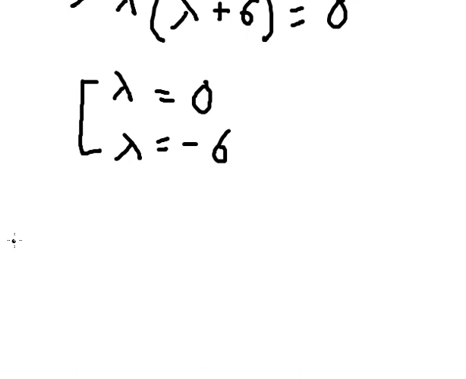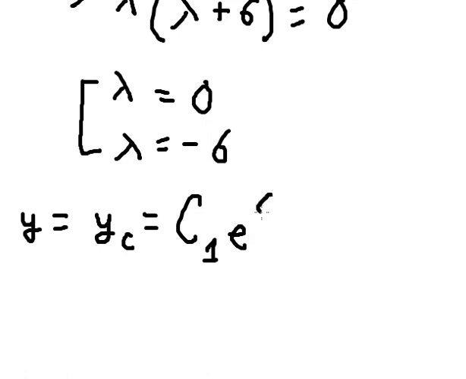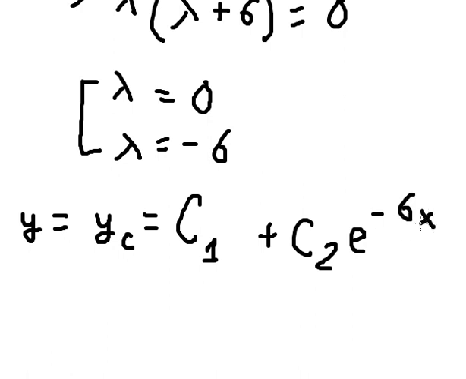And now we have y equals yc. So we have c1 e to the power of 0s. So this one we have 1, and now we just simplify c1. The next one we have c2, the constant 2, e to the power of negative 6s. And this is the final answer.